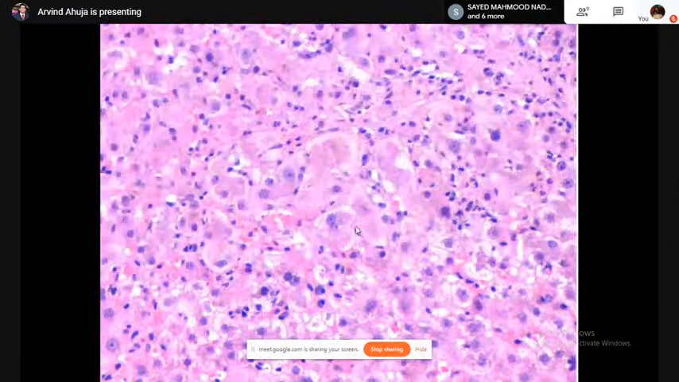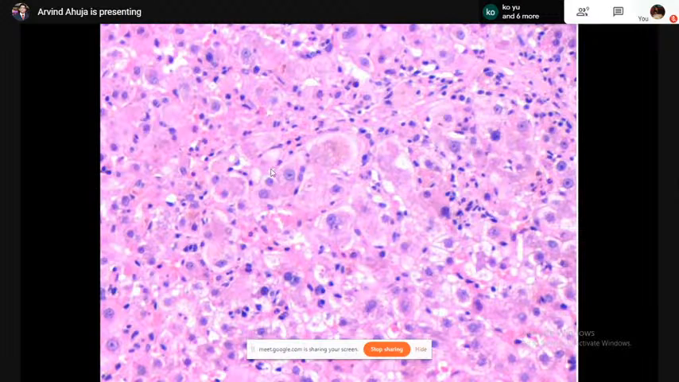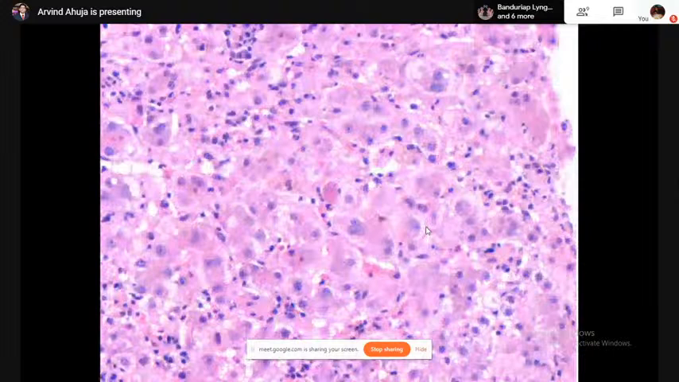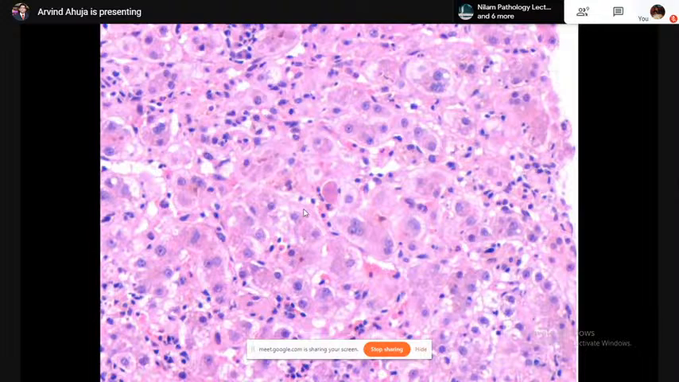Another high power view showing ballooning degeneration and necrotic hepatocytes, degenerating hepatocytes, lots of inflammation in the sinusoids as well as in the lobules with prominence of Kupffer cells in between. This is a necrotic hepatocyte, also known as a Councilman body or acidophilic body, and here also you can see lots of mononuclear cells in the sinusoids as well as in the lobules.